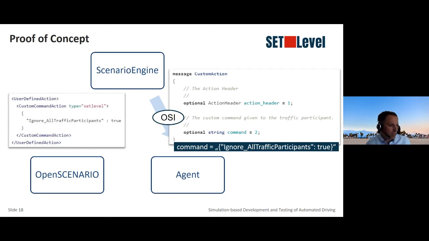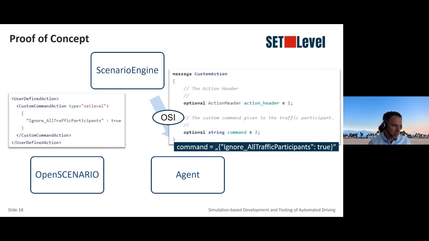Now let's look in a bit more detail at how our custom commands look. In the Open Scenario, we have the following text: ignore all traffic participant. This is a simple example simply to show how it could look. Once we see how it looks, we can evaluate it, modify it, and then also standardize it.